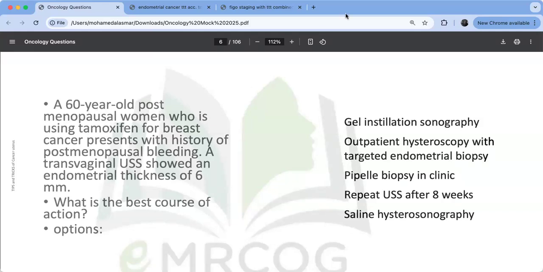Here is a 60-year-old postmenopausal who is using tamoxifen for breast cancer. Tamoxifen is a risk, right? Present with history of postmenopausal bleeding. A transvaginal ultrasound showed an endometrial thickness of 6 millimeter. What is the best course of action? Guys, what you will do?